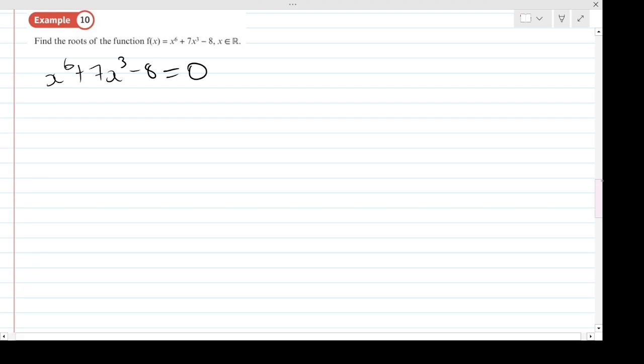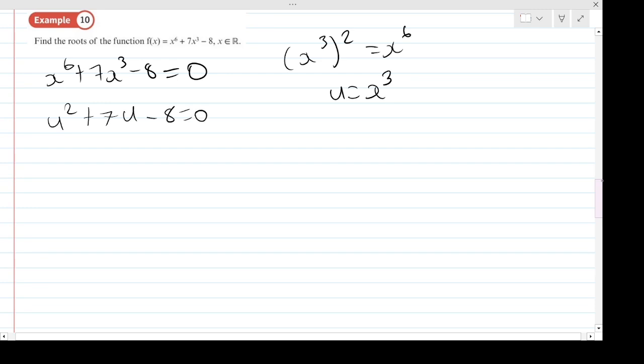But again, this is what we call a disguised quadratic, isn't it? Because I have x cubed here, but x to the 6 is the square of x cubed, right? Well, if I then say u, for example, is x cubed, then I could substitute that in. x to the 6 would be u squared, because the square of x cubed is x to the 6. So I have u squared plus 7u, because again u is x cubed, minus 8 equals 0. And now I have an actual quadratic, right, which I know how to solve.